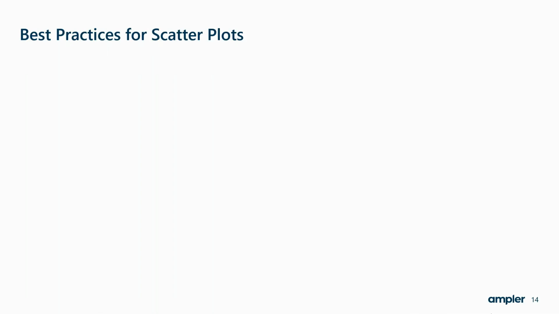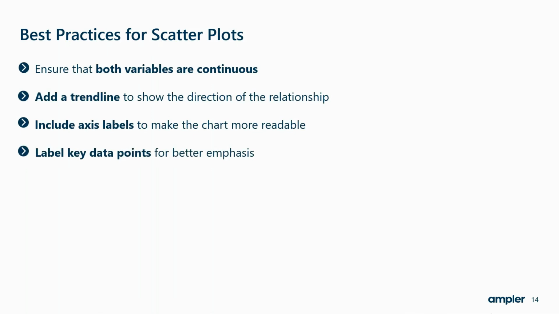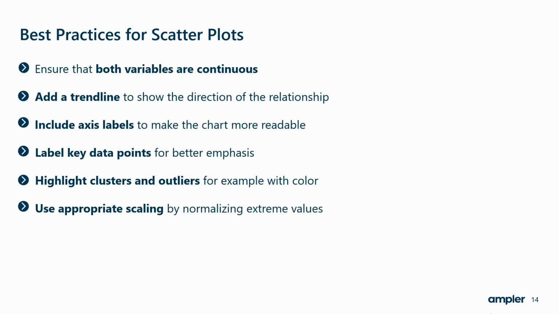When creating scatter plots, there are some guidelines you can follow in order to showcase your data effectively and avoid pitfalls. Ensure that both variables are continuous, meaning having numerical values, as categorical data variables aren't suitable. Add a trend line to show the best fit for the correlation direction. Make sure to include axis labels and label key data points directly if it amplifies interpretation. Highlight clusters and outliers, for example, with color. Be aware outliers distort the correlation and regression models, and you may have to determine to remove extreme outliers. Use appropriate scaling for axes to capture the whole pattern.